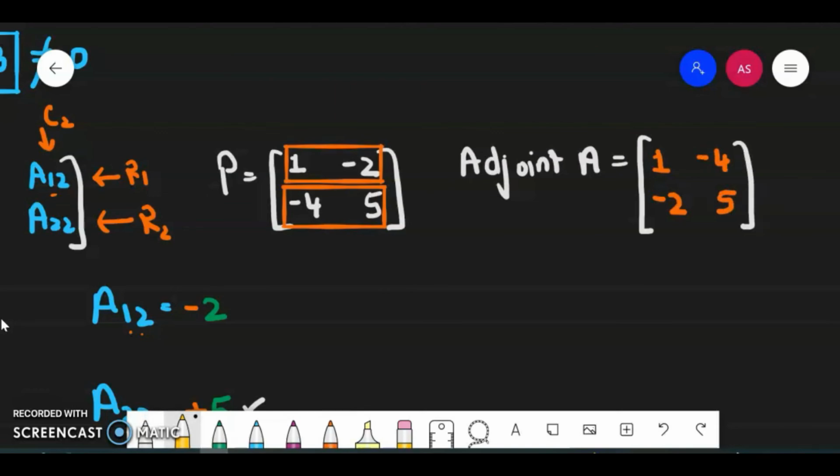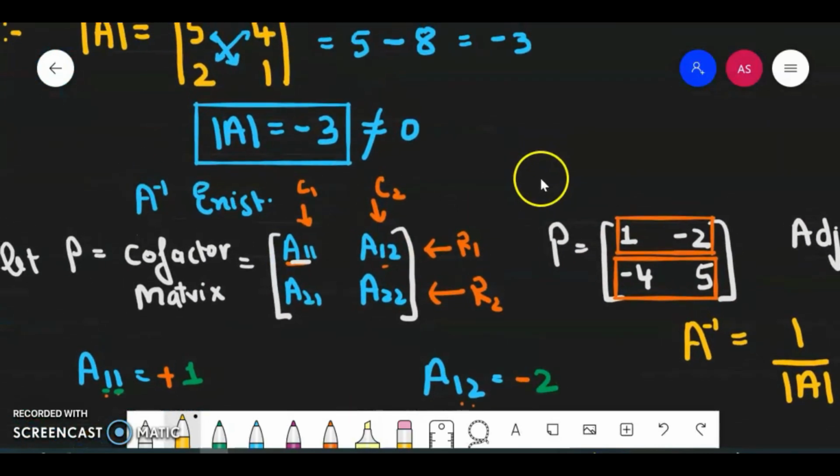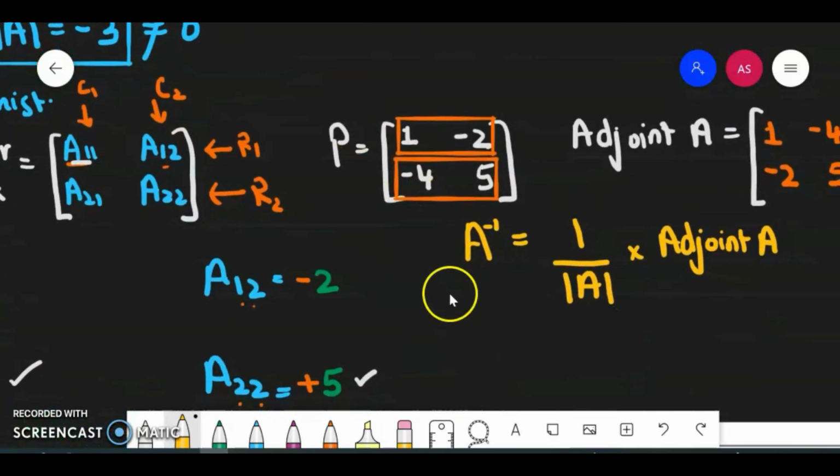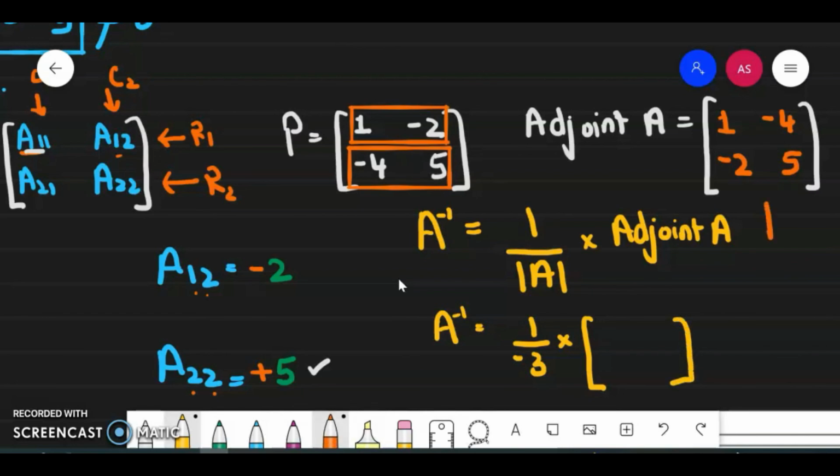Now repeat the formula after me. The formula is A inverse is equal to 1 upon determinant of A into adjoint of A. I repeat, 1 upon determinant of A into adjoint of A. So here what you can do, you have to see the determinant which we got as minus 3. So I will write over here A inverse is equal to 1 upon minus 3 into the adjoint of A, that will be same like this. So that is 1, minus 4, minus 2 and 5.